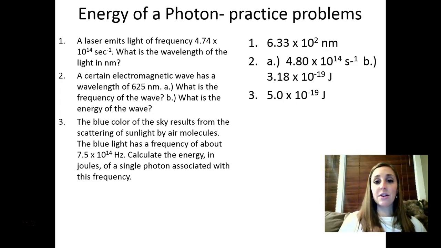Okay. Here are some sample problems and the answers. So work through these and see if you get them right. If you get stuck on anything, call the teacher over.